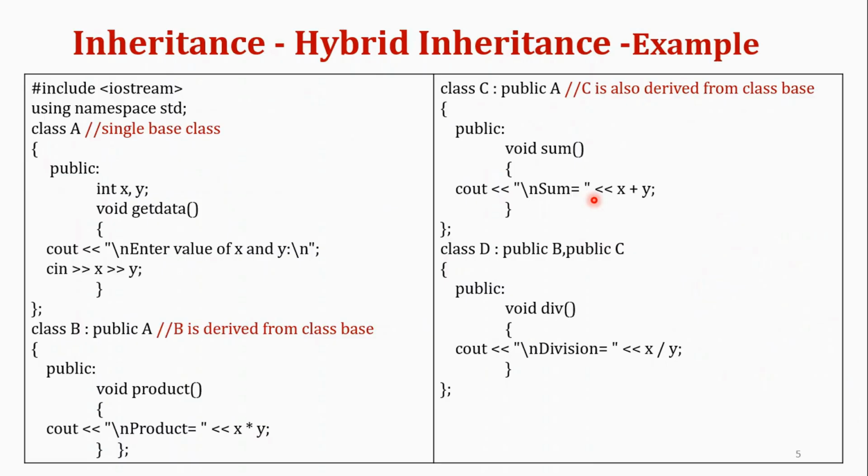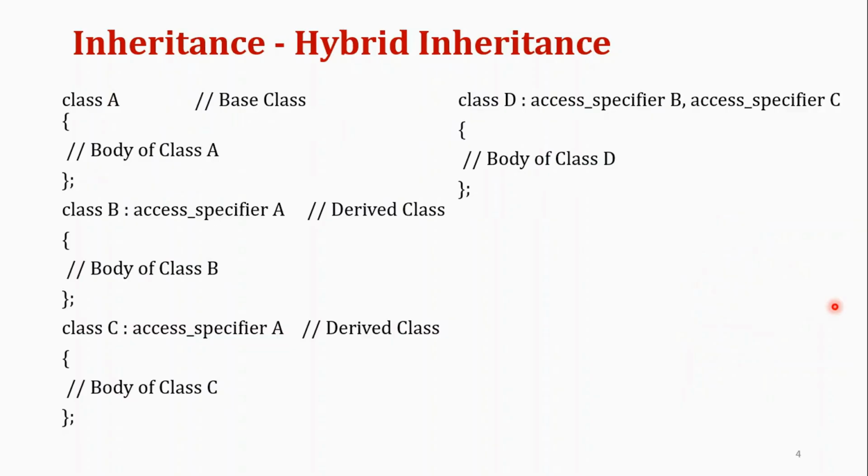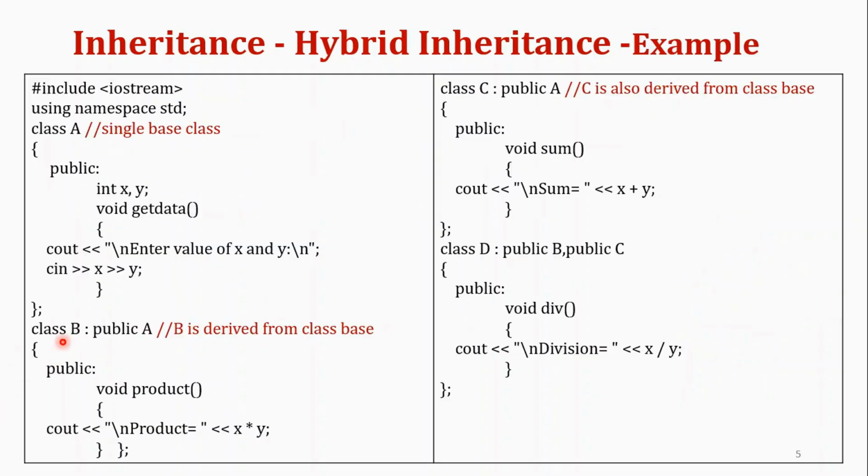So the same example is given with simple member functions and member data. Class A is a single base class. It has member data x and y and a getdata member function, which reads x and y from the terminal. End of the class, so class A is over. Class A is inherited to B and C, right? So coming back, class B inherits class A in public mode. Similarly, class C colon public A.